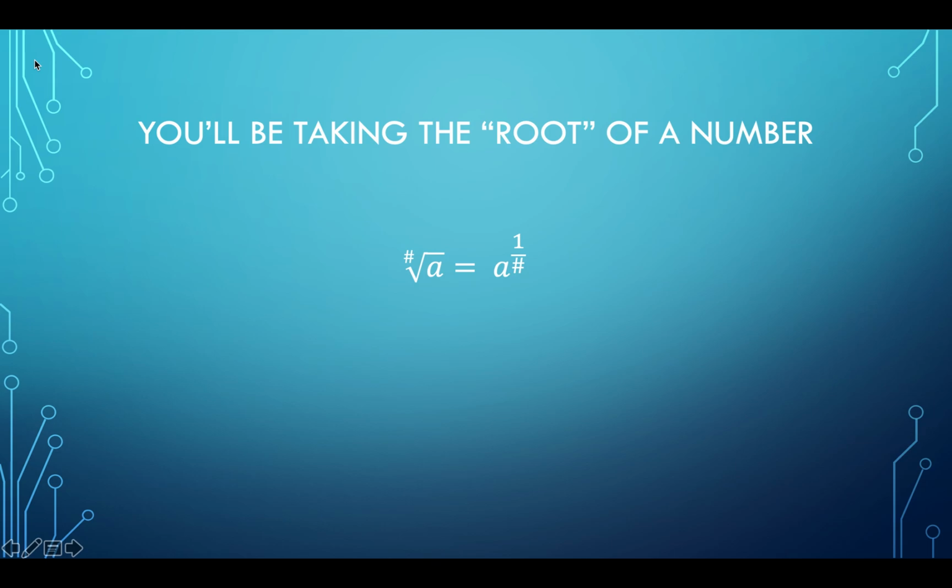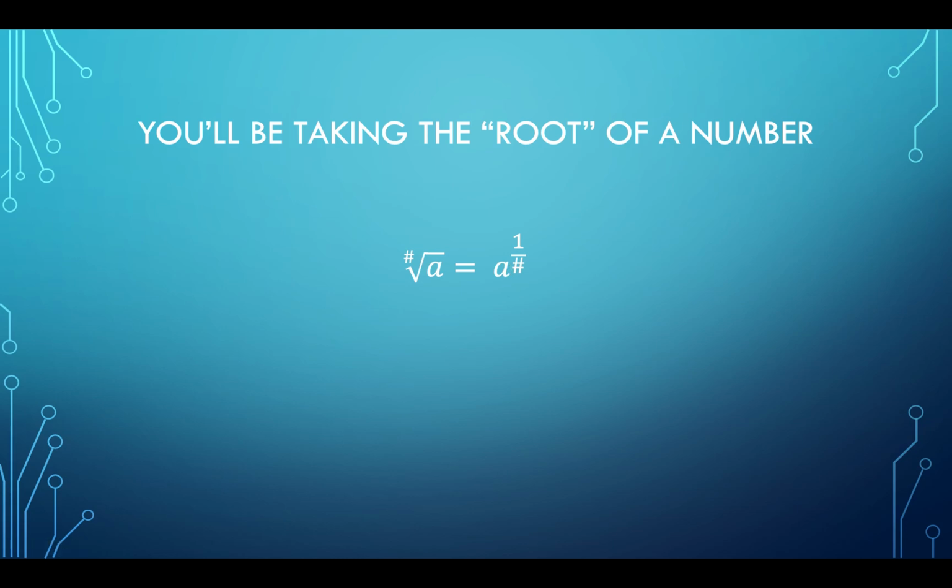So when we do this, you're going to be taking the root of a number. Basically, you're going to see a radical sign. You're going to see a number on the outside and a number underneath the radical sign. The way to undo this is going to be whatever that number is, a to the power of 1 divided by whatever number is on the outside. When we do that, that is our final answer.